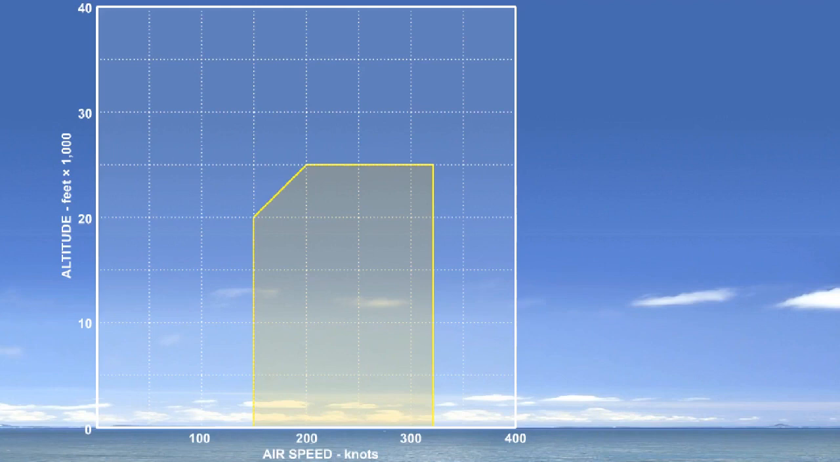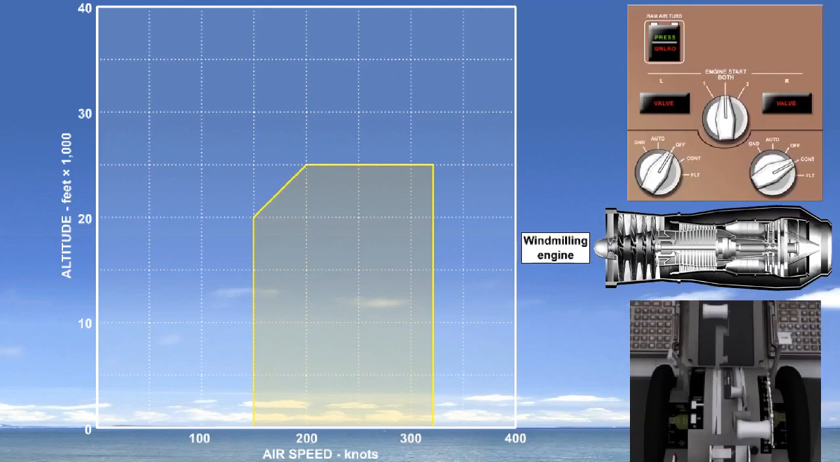This graph illustrates a relight envelope for an imaginary engine, showing the flight conditions under which it would be guaranteed to relight if it was fully serviceable. The airflow through the engine will cause it to rotate or windmill, so the compressor is supplying sufficient air to support combustion.